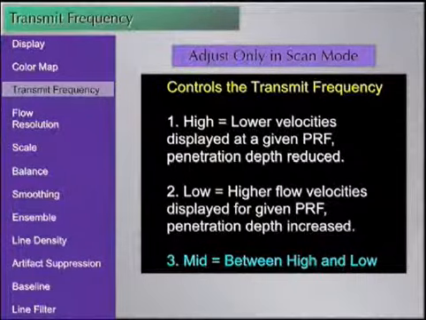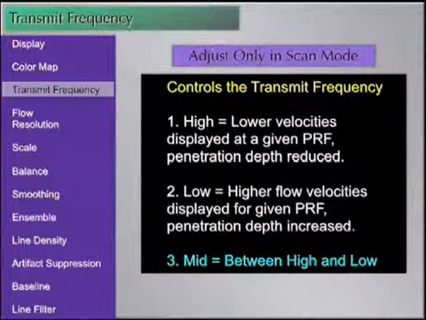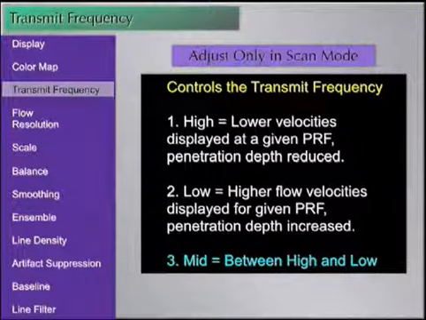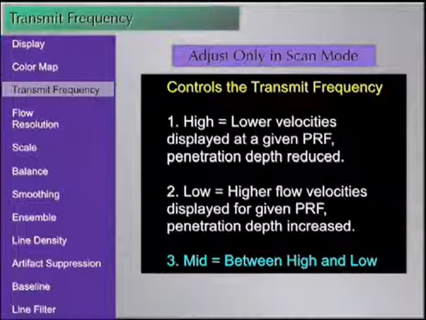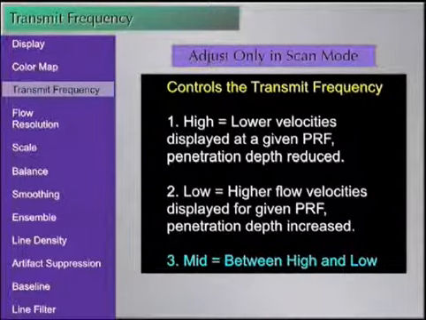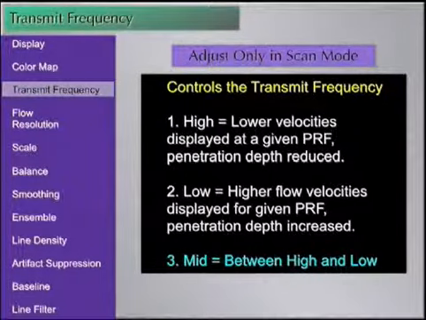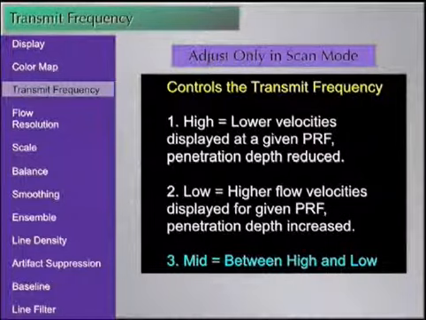The transmit frequency has 3 settings, high, low, and mid, that allows the user to select different velocity settings for a given PRF. When high is selected, lower velocities are displayed and the penetration depth is reduced. When low is selected, higher velocities are displayed and the penetration depth is increased. The mid selection is between the high and the low.